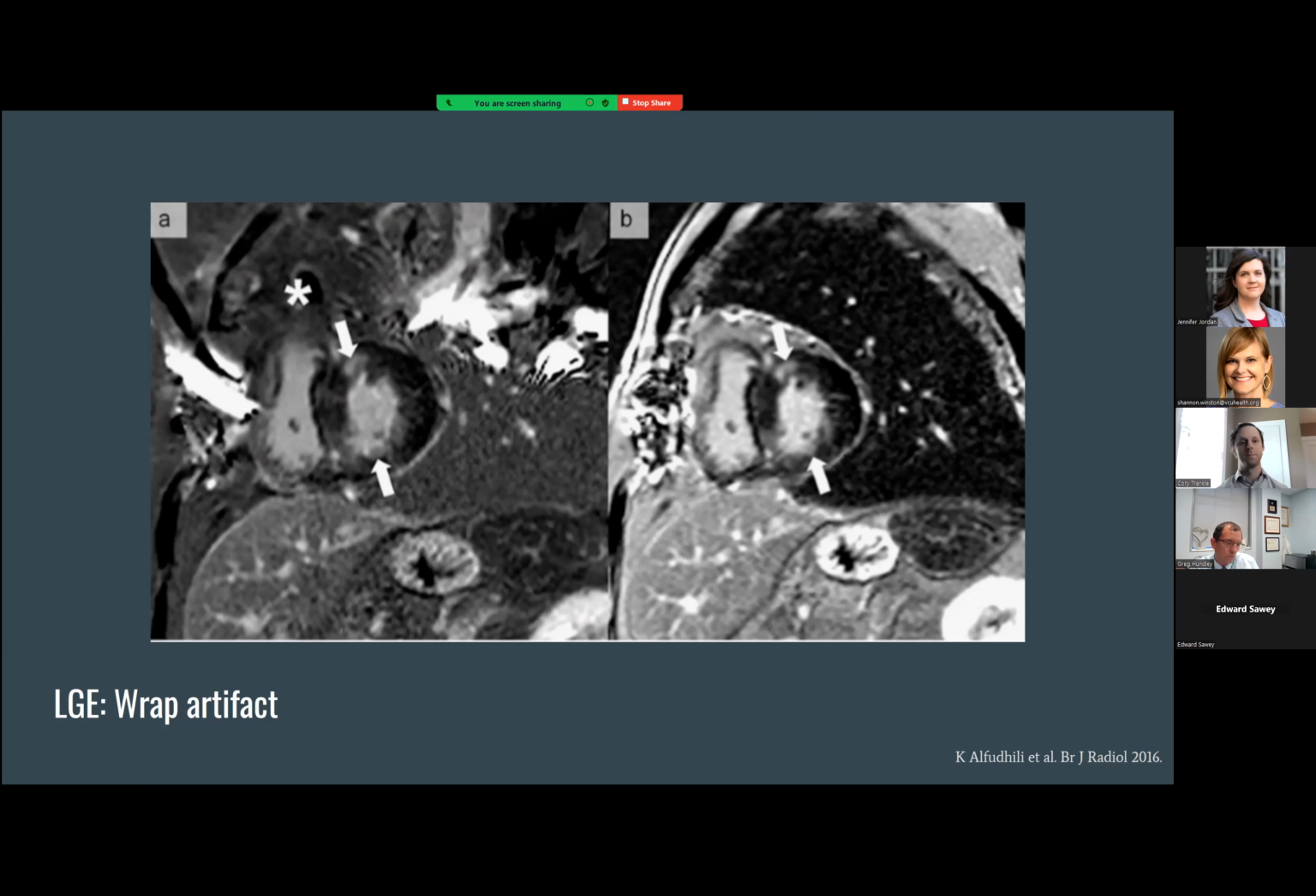So the wrap artifact is placed outside the body in image B by changing the phase encoding direction. So just switching which way is phase encoding, if it's this way versus this way, can easily shift that wrap artifact outside of the image. It's going to be most frequently seen in the phase encoding direction.